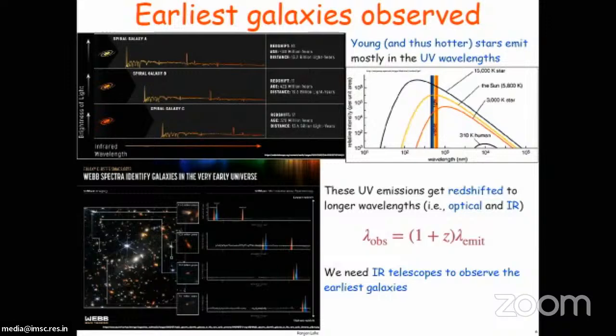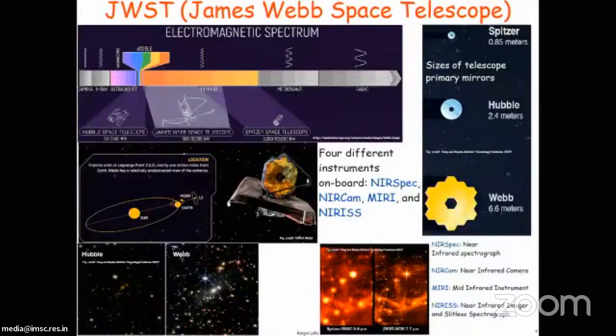So as you can see, in order to observe the earliest galaxy formation, we need IR telescopes, optical or IR telescopes. Do we have them? In some sense, yes. Even before JWST, we had them. This is the electromagnetic spectrum, which all of you have learned. Hubble is mostly in the optical. There is something called Spitzer, which is actually in the infrared, but it's very small. I'll tell you what it is. And then this is the big thing in the game, the James Webb Space Telescope.